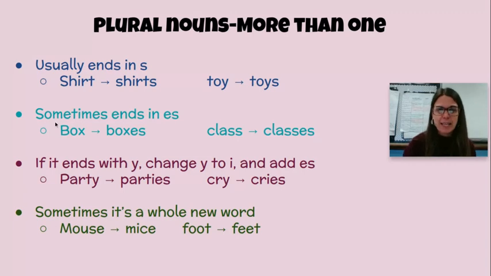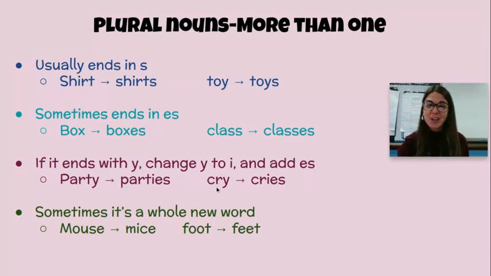Let's look right here. Sometimes a plural noun ends in an ES, like box becomes boxes. Class becomes classes. If it ends with a Y, like lullaby that we just practiced, we change that Y to an I and then add ES. Here's a couple examples. Party. They went to one party. It ends in a Y. They went to 2 parties. We change that Y to an I and add ES, and it becomes parties.